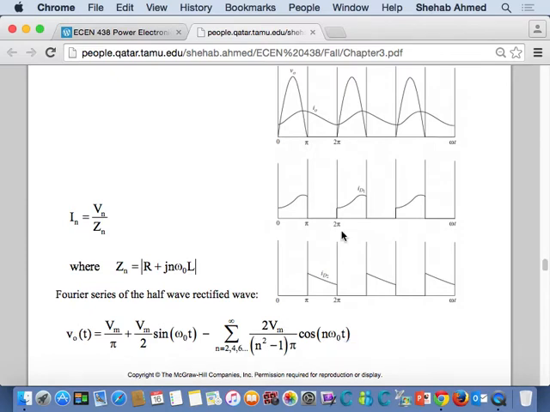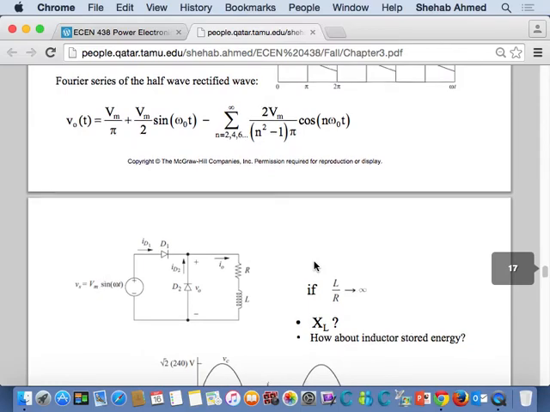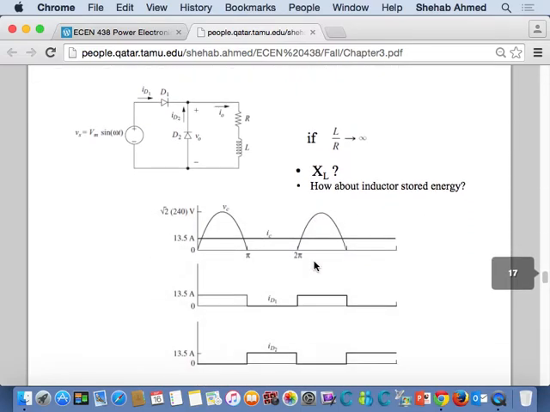Everybody's okay with this? And then here they split the current into the diode 1 current versus diode 2 current that I explained as well. So diode 1 current is what's coming from my supply. Diode 2 current is due to the fact that I have energy stored in my inductor. Okay? If I make this inductance infinite, or L over R time constant infinite, then what happens?